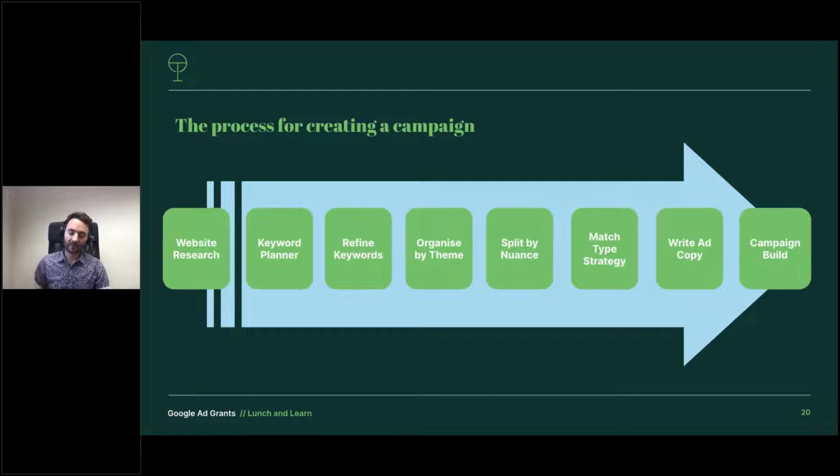Your match type will, as an ad grants account looking to initially build volume, you'll likely be working with what's called broad match type. So I would recommend starting with broad match type, which just allows Google to take the keyword that you're giving it and infer some additional keywords that might be suitable. And then your last step is to write the ad copy. So you're writing out headlines and descriptions, which are then used as your ads within the campaign, and that's your campaign build.